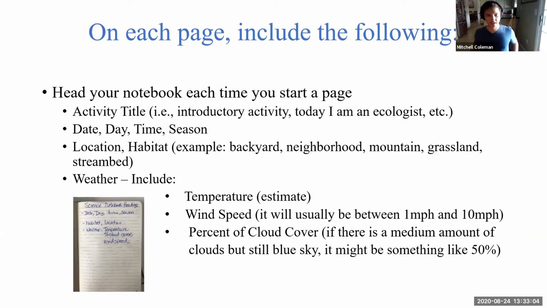Okay, and then the weather, which includes the temperature. It's an estimate. You can do this by degrees Fahrenheit. The wind speed, which is usually between 1 and 10 miles per hour on a given day. You do an estimate. If you go over to the Mojave Desert, it's probably more like 20 to 30 miles per hour. The wind is a lot stronger over there. But here on the San Joaquin and Bakersfield, it's usually pretty mild.